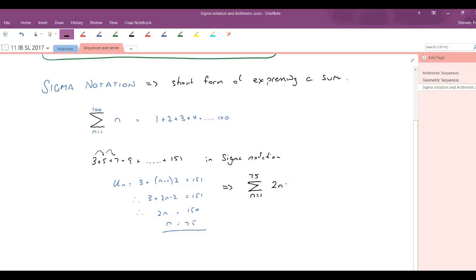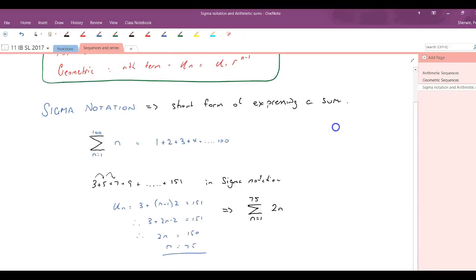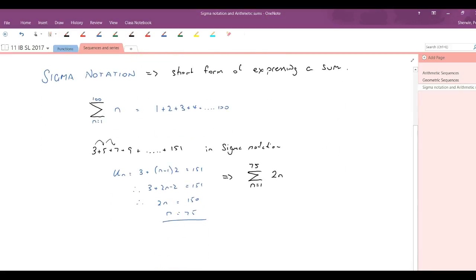Importantly, a linear expression, a sum of linear expressions, results in an arithmetic progression or sequence. A linear expression here results in an arithmetic sequence. So 2n, and what do we need to do? 2 times 1 is 2. I need to add 1 to that.